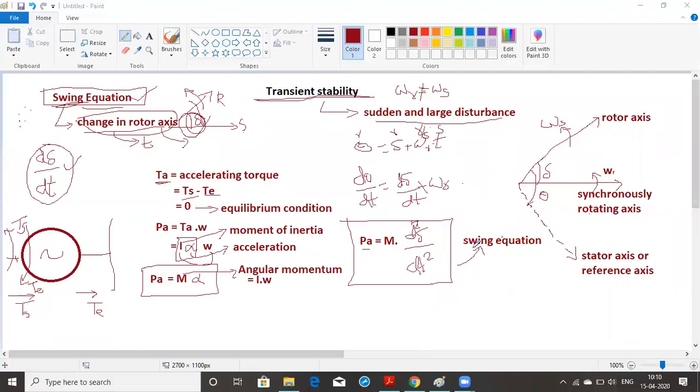Sir, can you explain the Gauss-Seidel and Newton-Raphson methods again? Okay, I will explain the Gauss-Seidel and Newton-Raphson methods again. After completion of this stability unit, which will take around 5 or 6 classes, we will discuss these methods and also the short circuit analysis. Wherever you have a doubt, we'll discuss in the next class. If you have asked about Gauss-Seidel and Newton-Raphson, we'll discuss after completing this unit.